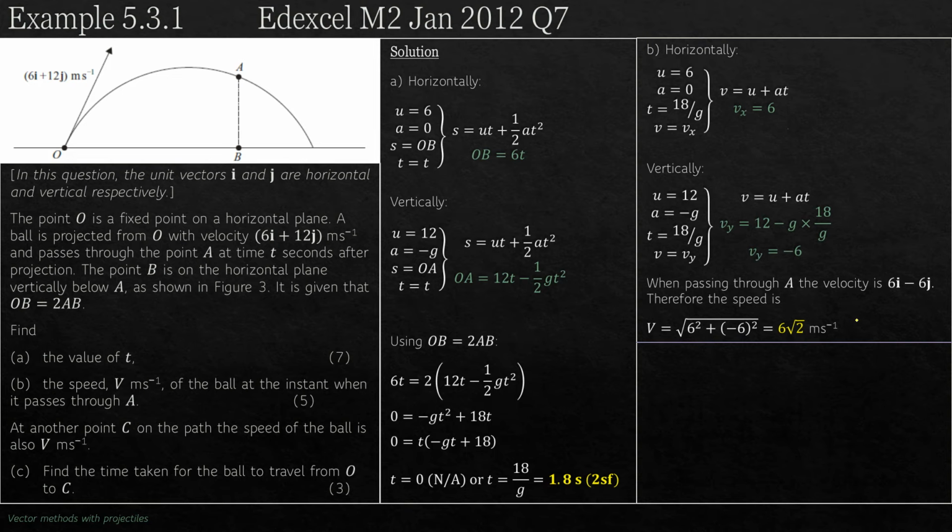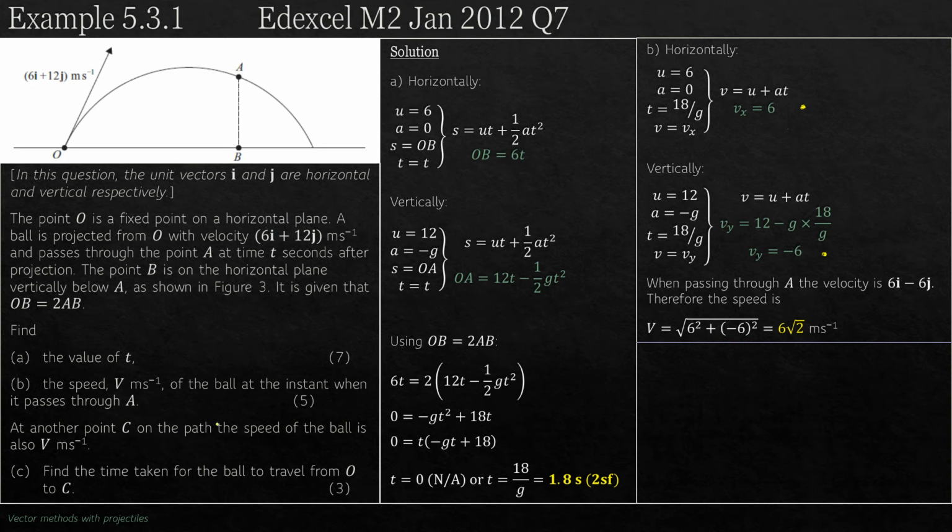Now you can turn that into 2 sig fig if you want to, but because the g is cancelled out, then both this 6 and this minus 6 are not dependent on g. So they're not depending on a rounded number. So you are okay to give an exact answer in this case.